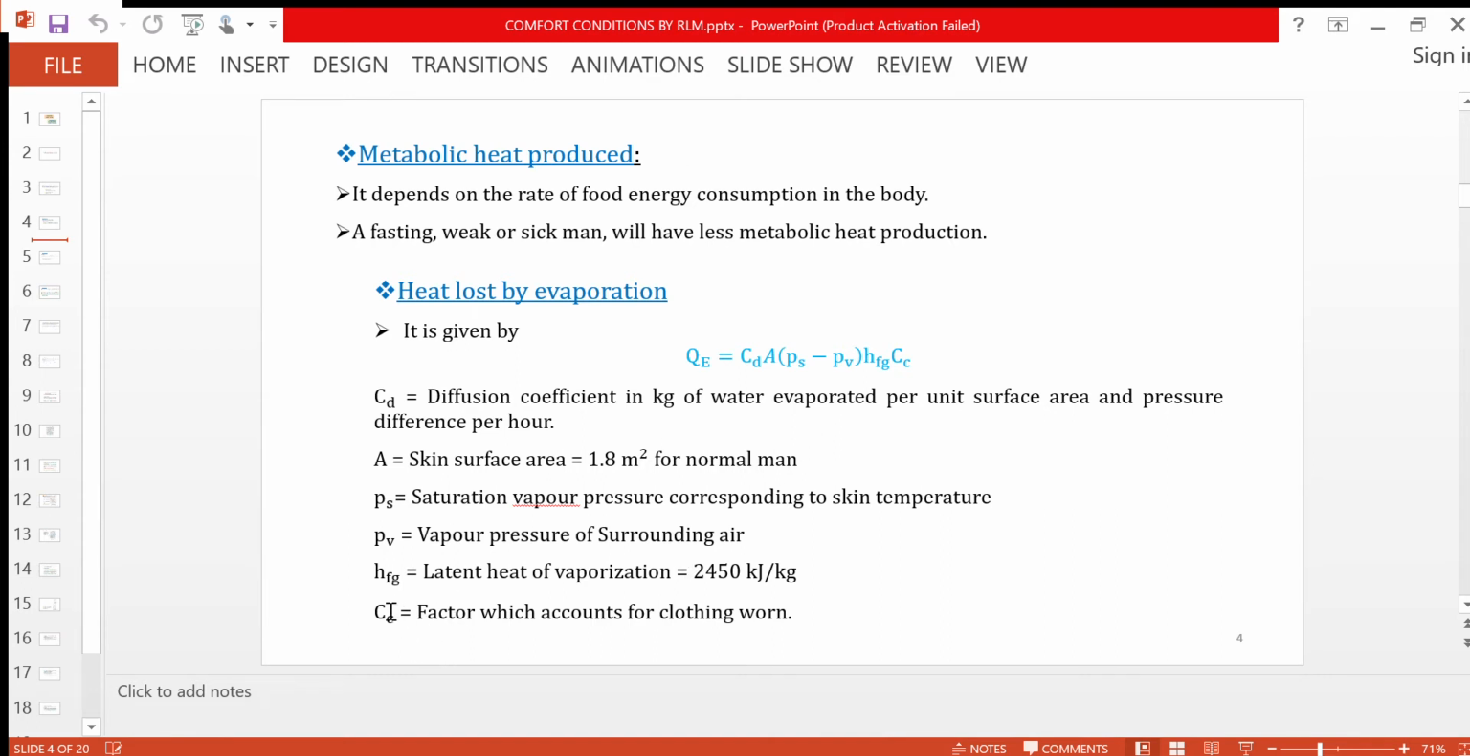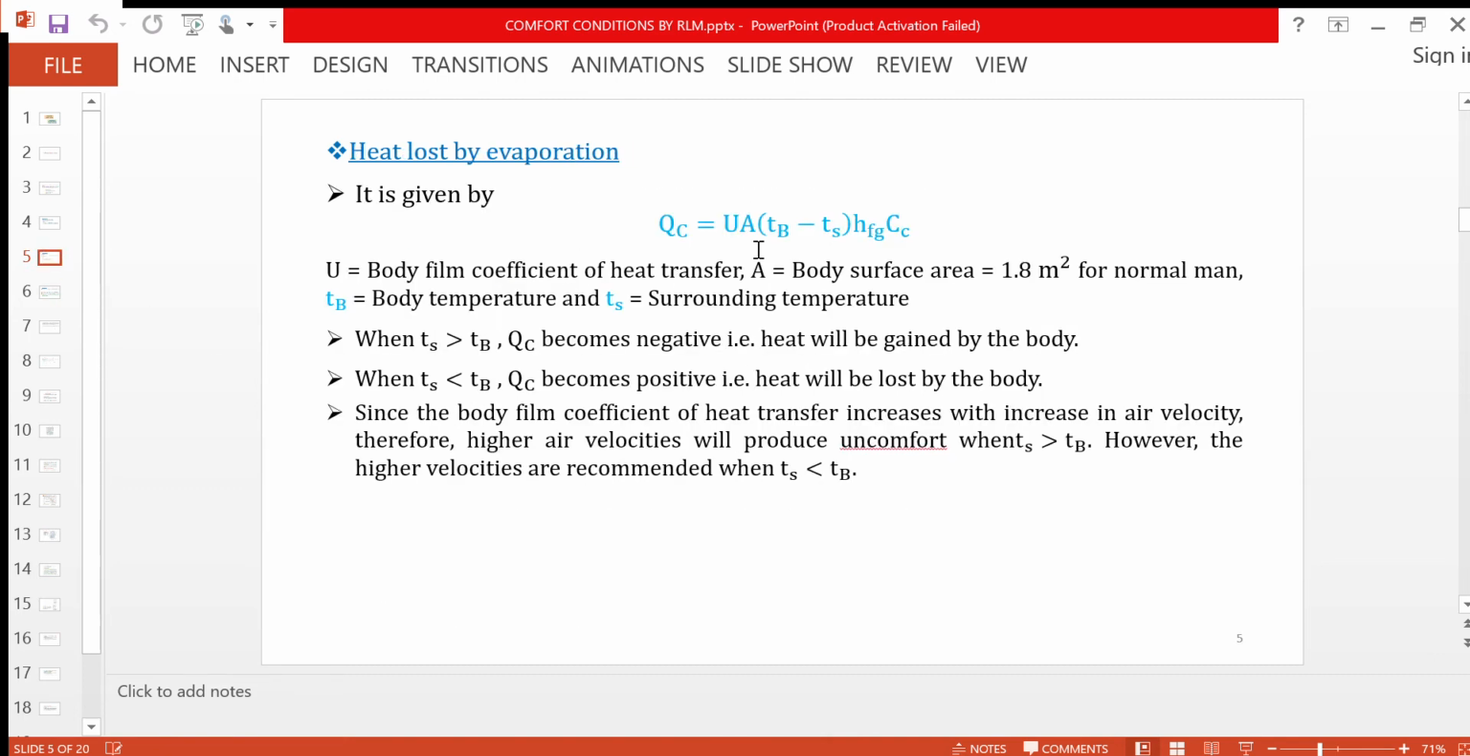Now Cc is a factor which accounts for clothing. If you have thin clothes, your evaporation will be higher. If you have thick clothes, your evaporation rate will be slow. So the Cc factor depends on the clothing, and charts are given for Cc values. As sweat is formed like a film, if the film heat transfer coefficient is specified, then it is the heat transfer coefficient into area into the temperature difference.